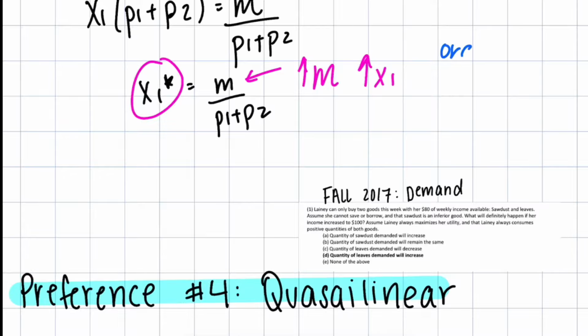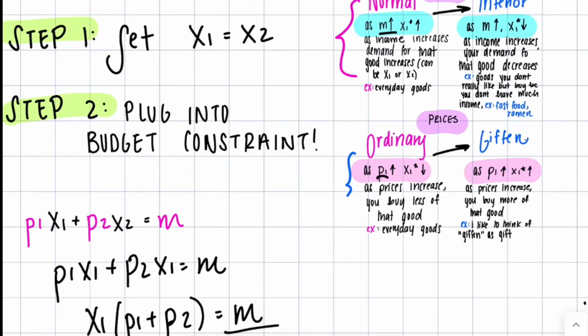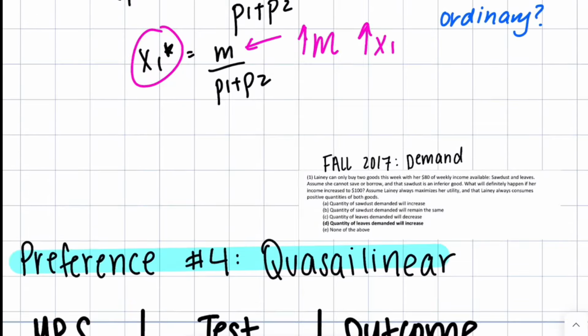Is this good ordinary? That means as prices go up, our demand for that good is going to go down. That's the ordinary thing to happen. And so if the price p1 goes up, what would happen to our demand of x1? Well, if we're dividing by a bigger and bigger number, then we're going to get smaller and smaller for that demand of x1. So yes, this is an ordinary good. So it's a normal and an ordinary good.